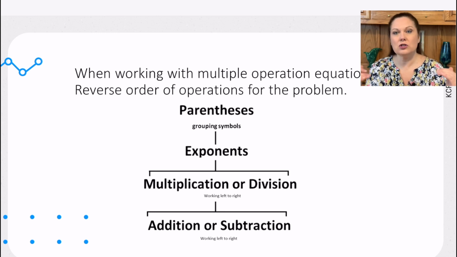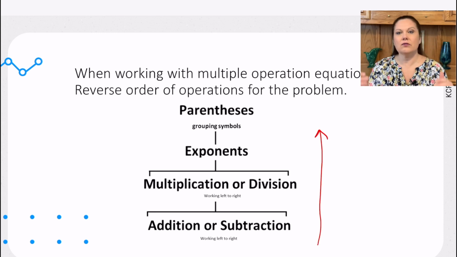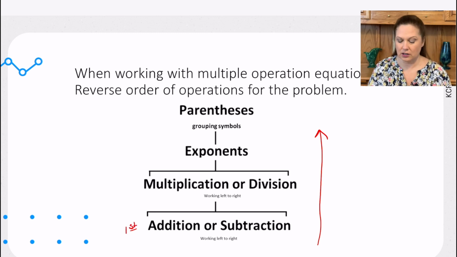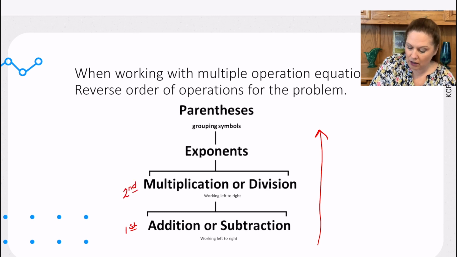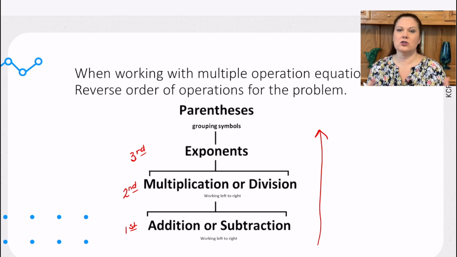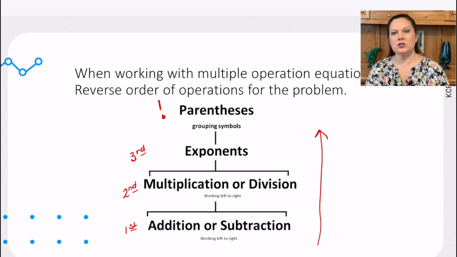But remember, we're undoing these, we're working them in reverse. So the first thing we're going to undo is our addition or subtraction. Then we're going to be doing our multiplication, and then we're going to be doing our exponents. Now I'm not going to list parentheses or grouping symbols because sometimes we're going to have to undo those grouping symbols to start off, because we can't actually get to the addition, subtraction, or the other operations. So pay careful attention to the grouping symbols because we may have to do those first.